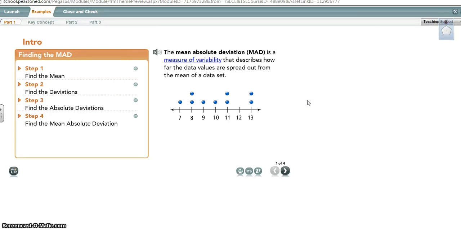Today's lesson is lesson 15-5, and it is about exploring overlap in data sets. The mean absolute deviation, or for short, MAD, is a measure of variability that describes how far the data values are spread out from the mean of a data set.